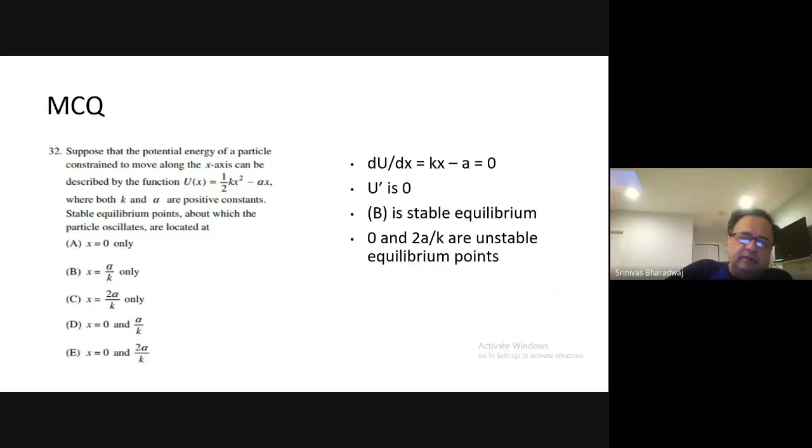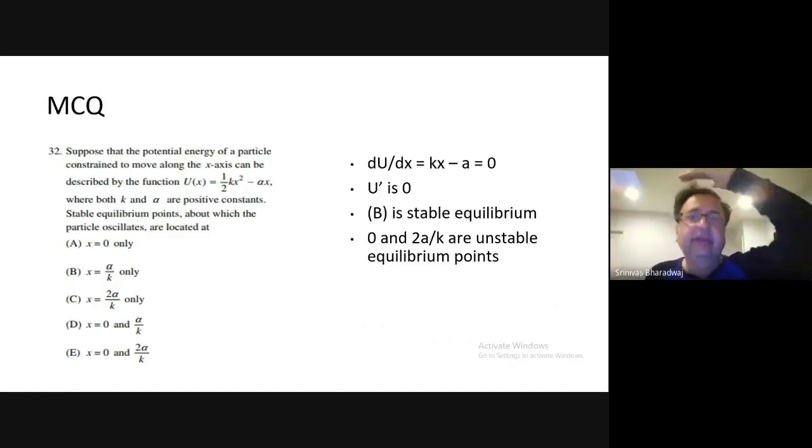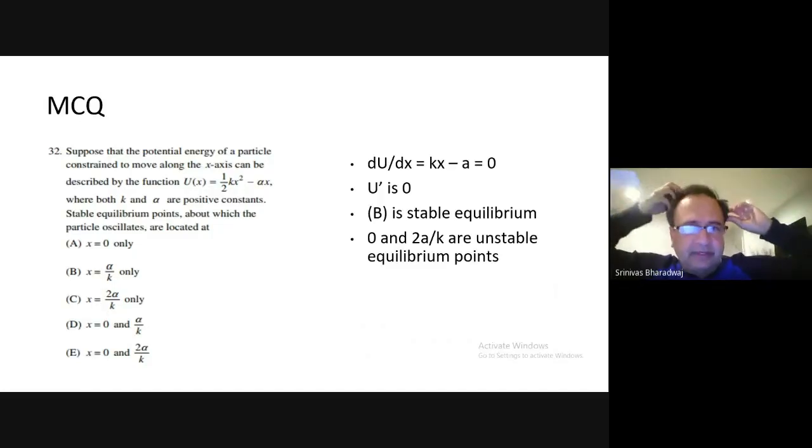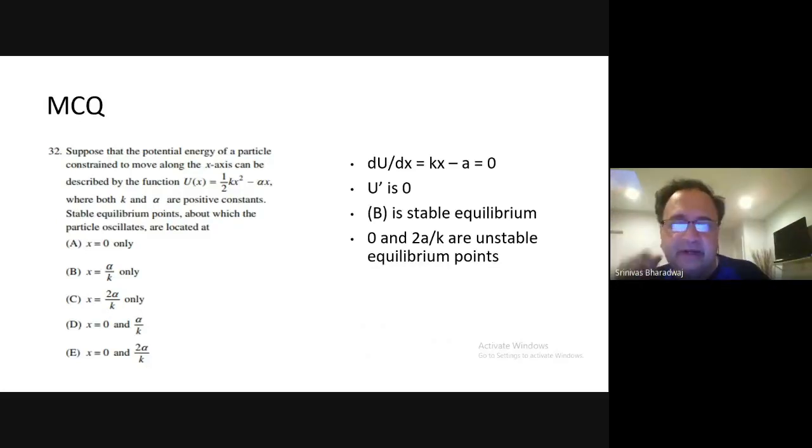Okay. So, now the other points are... x equals a over k is the only stable equilibrium point. That is where the derivative goes to zero for the potential energy. Okay. And you look at the second derivative as well in some cases, right? So when you take the second derivative, it is non-zero. In this case, what is the second derivative? Second derivative is k, non-zero. When it's non-zero, we say it's a stable point. So, x equals a over k is stable.